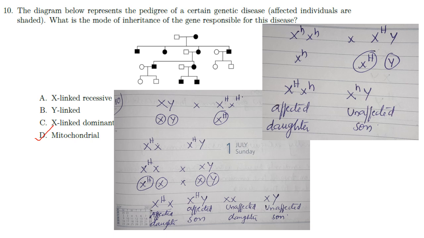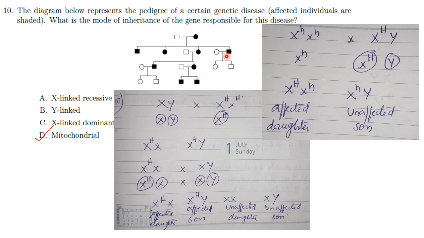The diagram below represents the pedigree of a certain genetic disease. Affected individuals are shaded. What is the mode of inheritance of the gene responsible for this disease? So this is the pedigree that they have given. They have given in the options: X-linked recessive, Y-linked, X-linked dominant and mitochondrial. Now here the female is affected and all the children born to this female are affected. In this also the female is affected and all the children are affected.